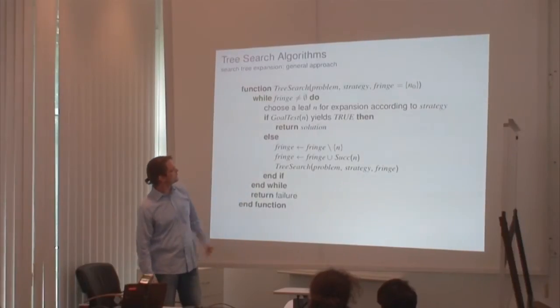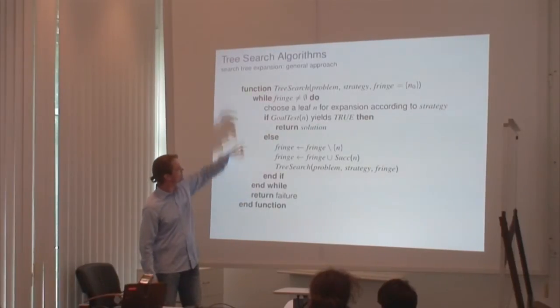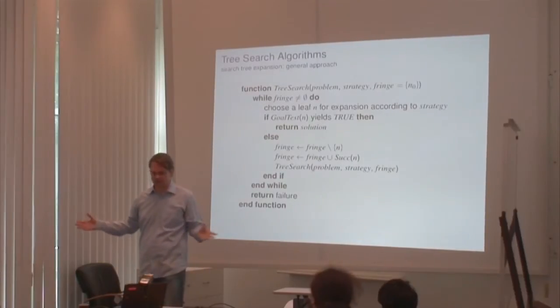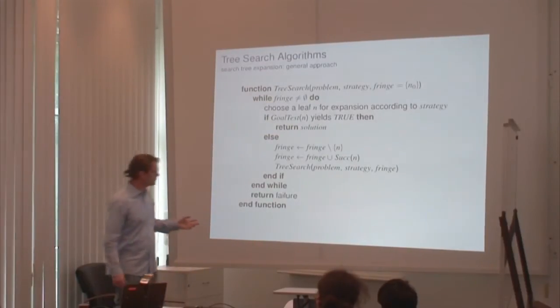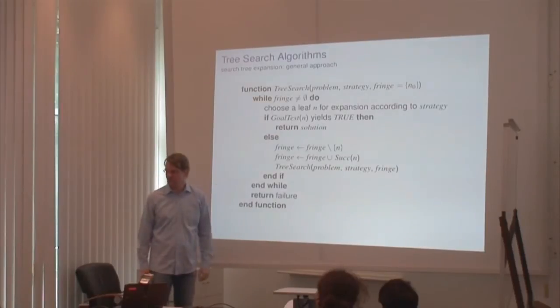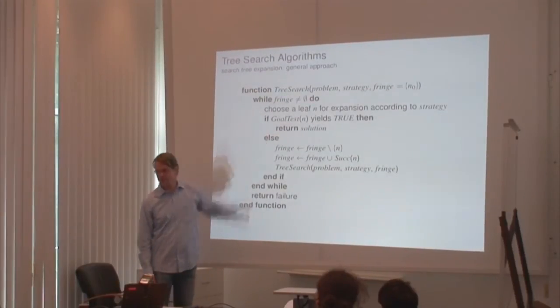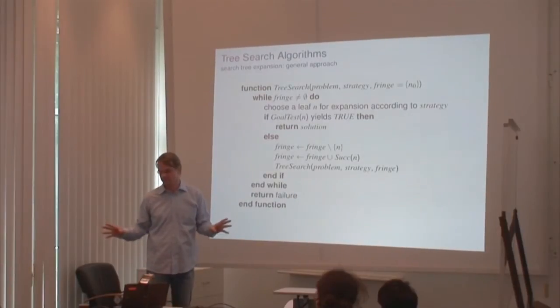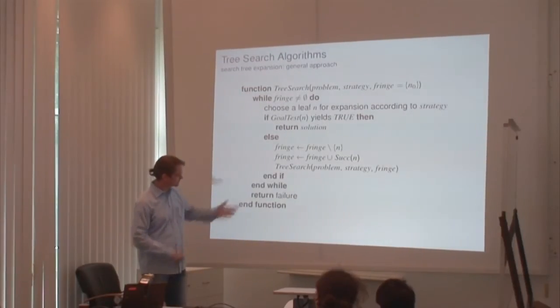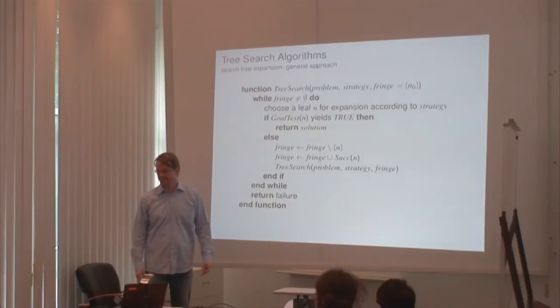So what may happen is that we terminate this while loop because the fringe somehow is empty, but we have not found a solution. So if we ever reach this point here without leaving the function there, we know there is something wrong, utterly wrong, and I'm just including that here.